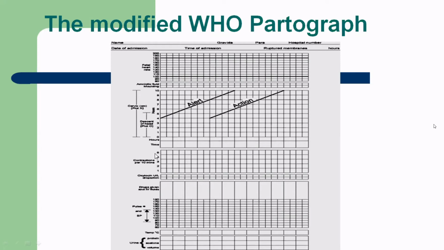Okay, hours and time. And this is for contraction of the uterus for 10 minutes. Oxytocin, if it is given, you should note it down here, how many units is going. Drugs, if any, given. And this is for the maternal vitals, pulse, blood pressure. And this is for output of the urine and presence of albumin, etc. So this is the whole modified WHO partograph.